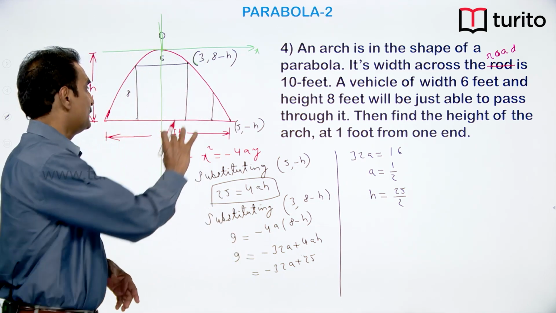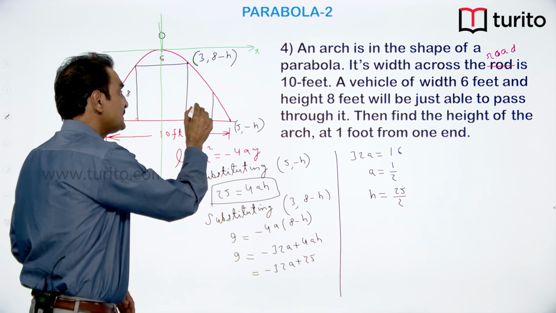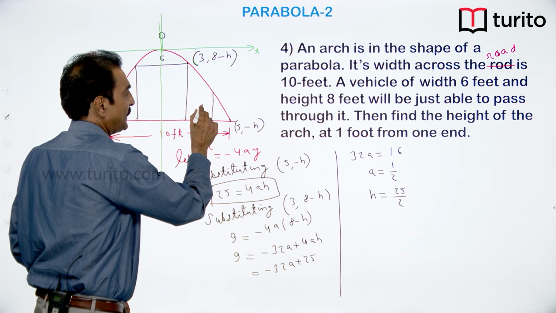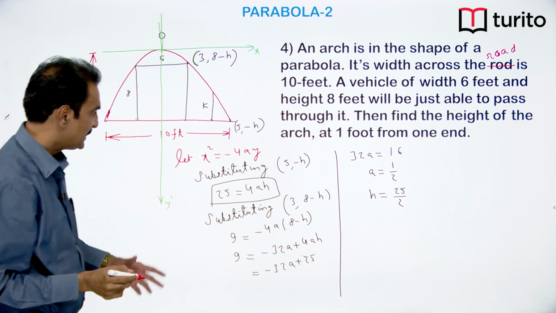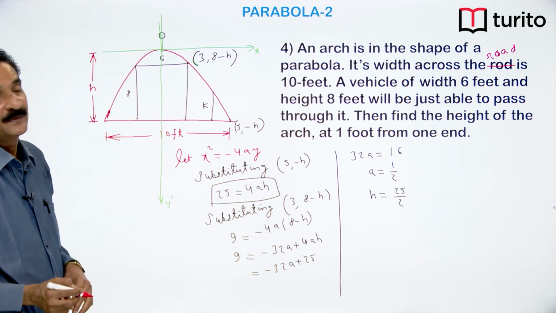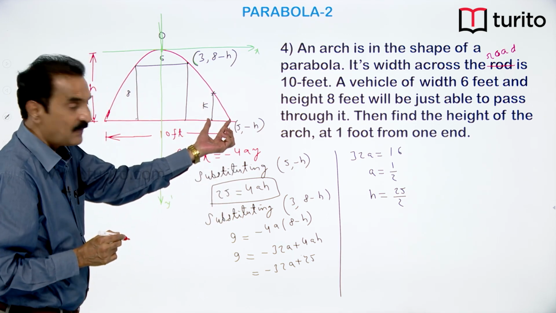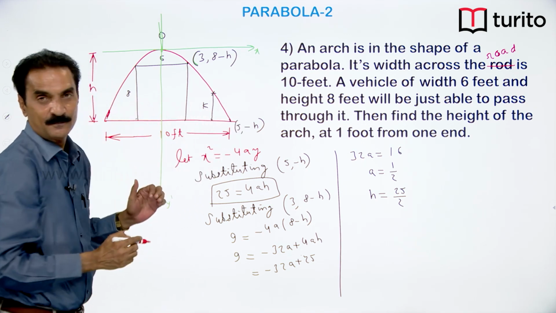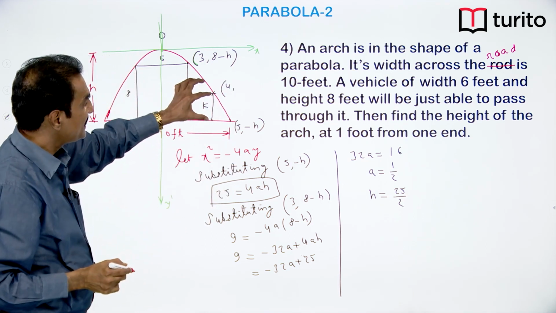Now finally, we are going to calculate this height. Let us assume that this height is some k. K is not there now in the question. I am taking this height as k. Then what will be the coordinates of this point? This is 1 foot. This total length is 5 feet. So this must be 4. So x coordinate is 4 and y coordinate is what?